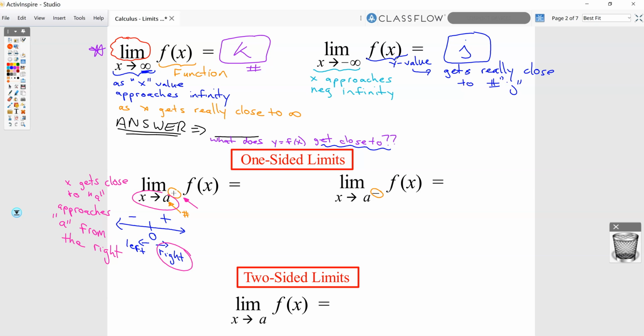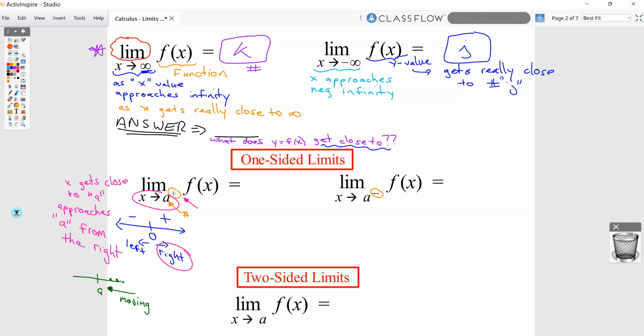The way to think of this is we're going to be moving toward the number A, wherever this A is, from right to left. We are moving from the right-hand side closer and closer to A, and we always stay on the right-hand side, so we're going to get closer and closer to the point A from the right.